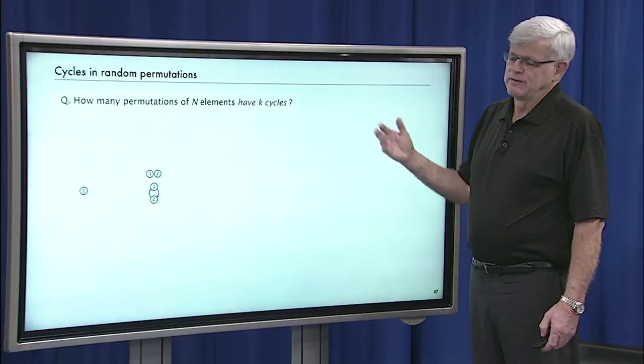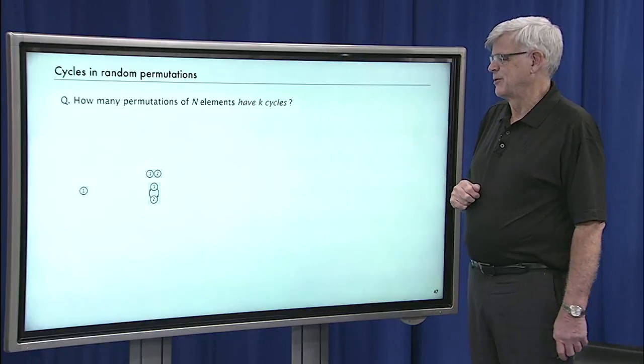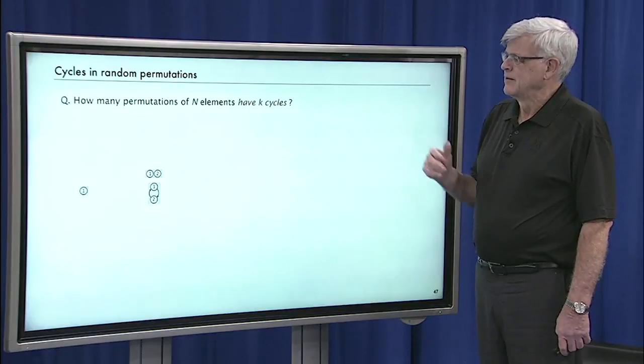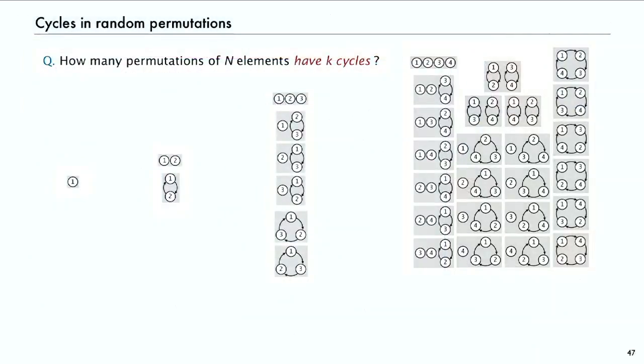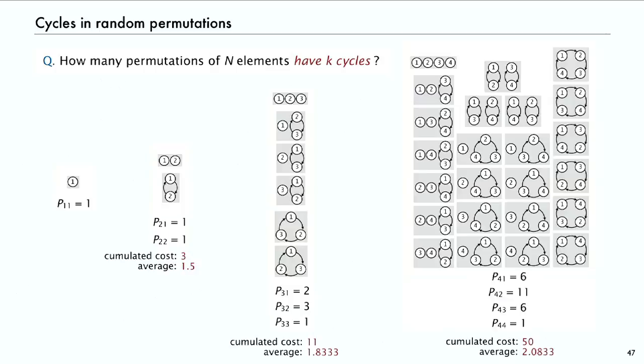So what about this, which I used as a motivating example early on? How many permutations of n elements have k cycles? This is all the permutations of 1, 2, 3, and 4 elements written in cycle notation. And we can write out the distributions.